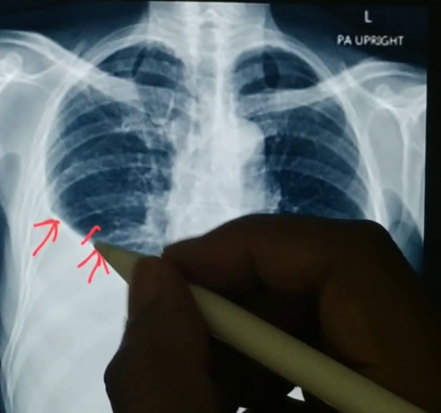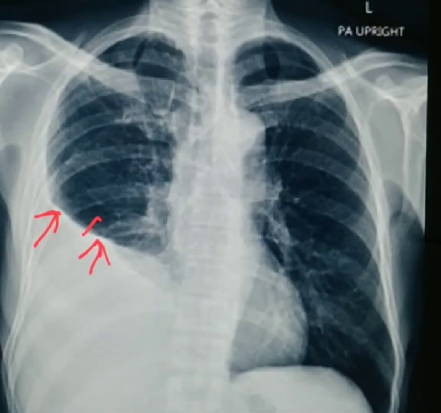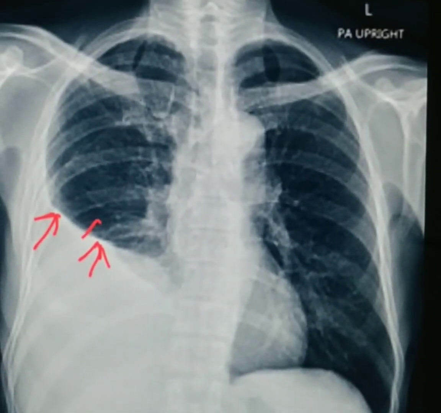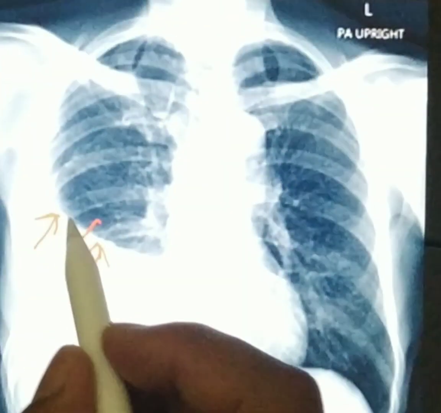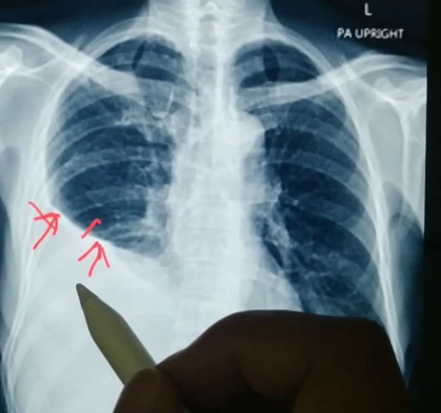This thickened white line is thickened pleura. So this pleural effusion may be old. If pleural effusion is present for some time, the pleura becomes thickened. So in this X-ray, you can easily appreciate the thickened pleura with right-sided pleural effusion.